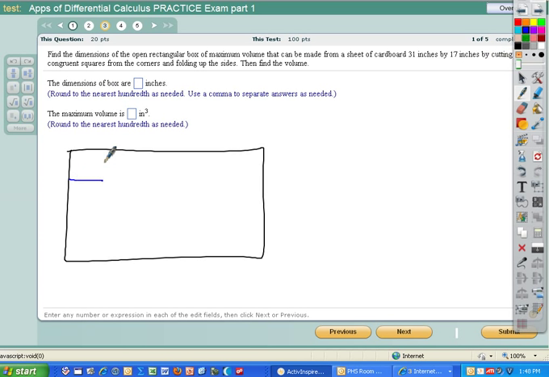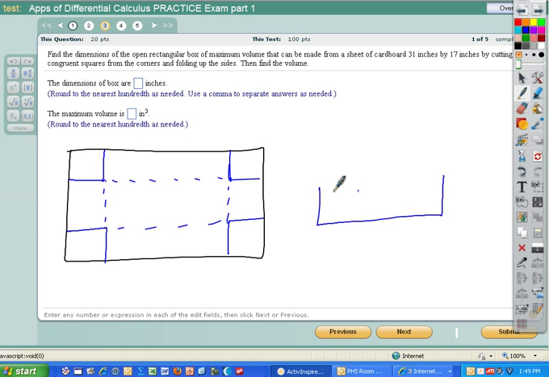What are you doing right now? I'm cutting out the corners and folding up the sides to create a cube. Not a box, a cube. To create an open box. That's some good geometry right there.